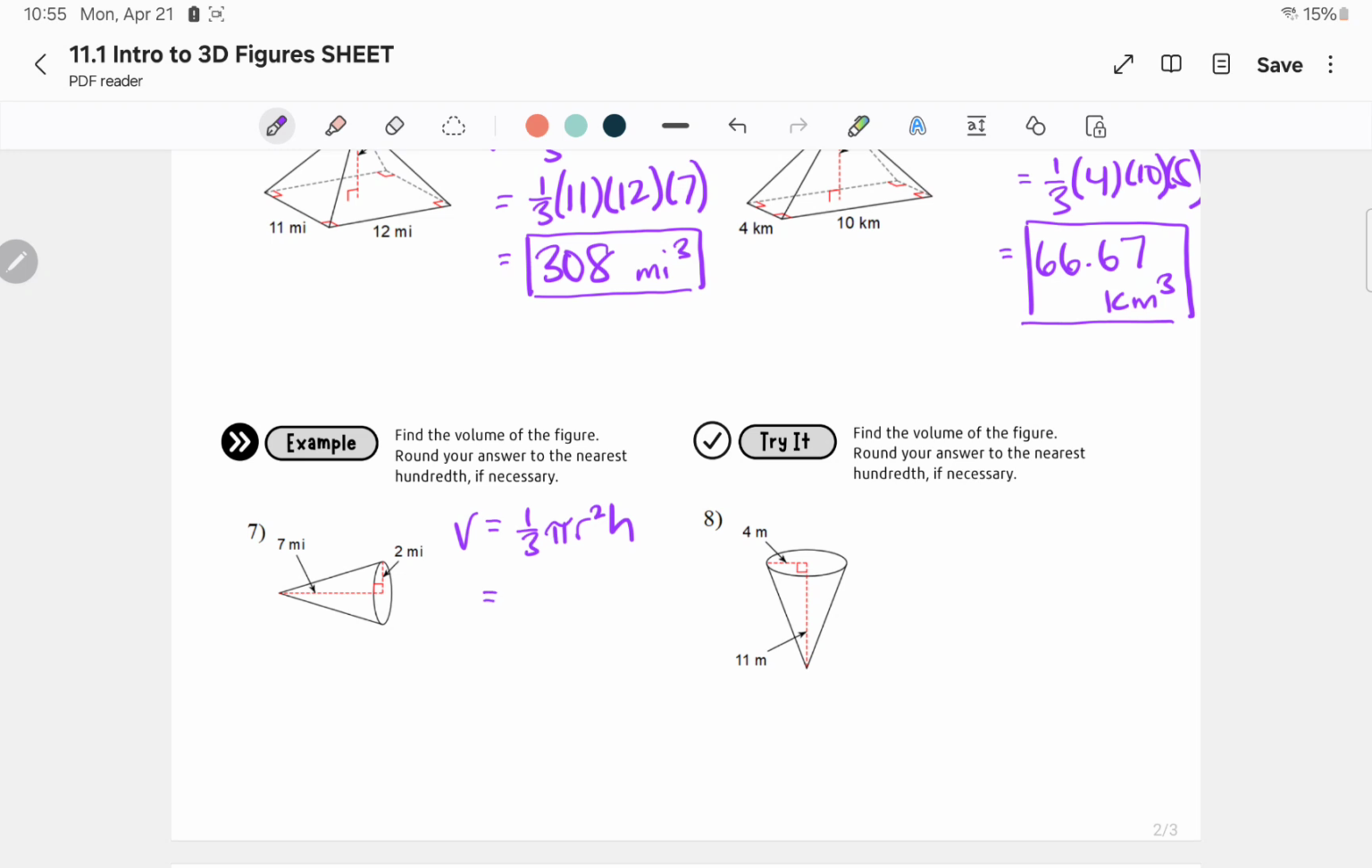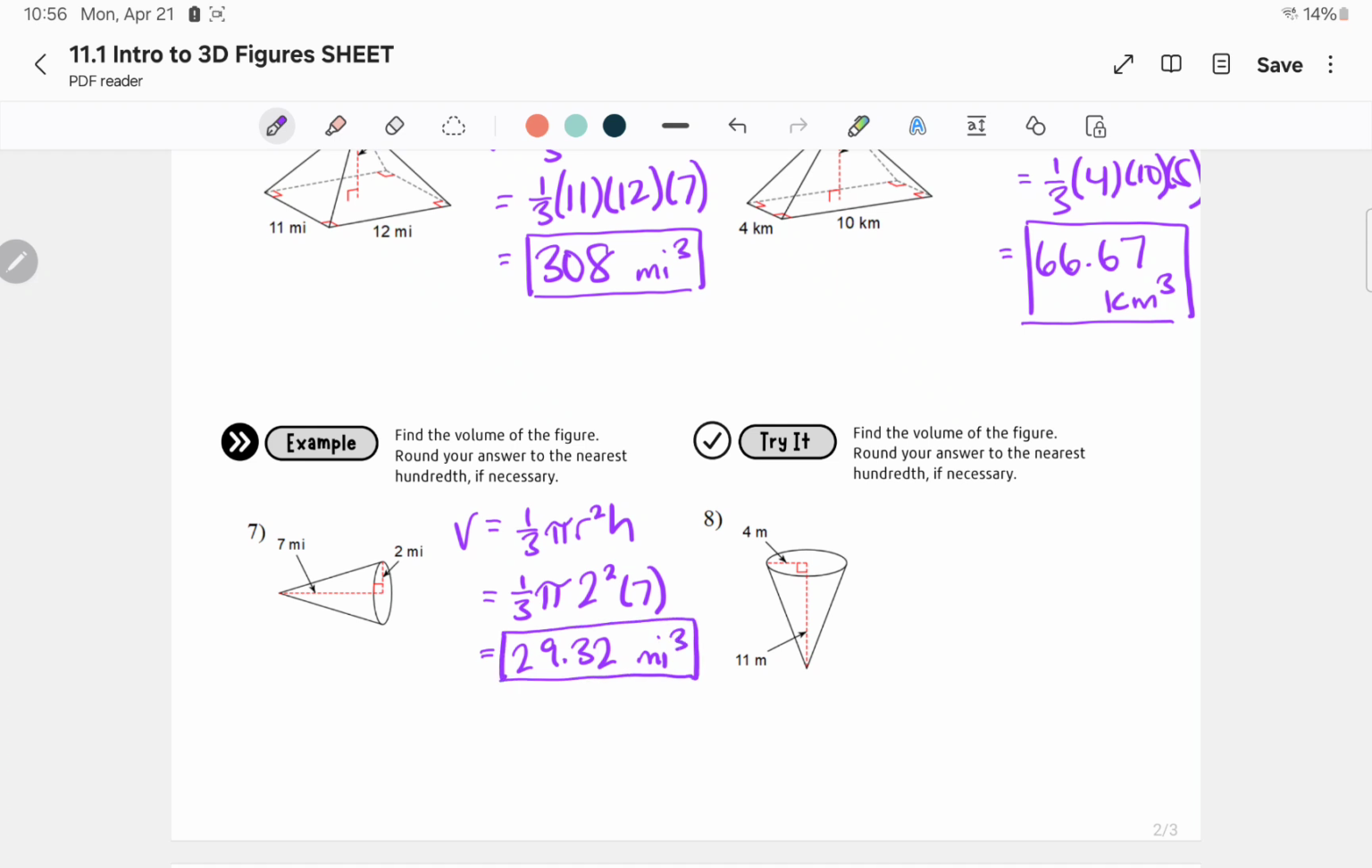So we're going to plug in our numbers. The 1/3 does not change. The pi does not change. The radius in this case is 2. Make sure you're squaring the right thing, the radius. We know it's the radius because it's halfway through the base. And then the height is 7. So how do we put this in the calculator? We're going to clear. We're going to do pi times 2 squared, or put in 4, times 7, and then we're going to divide by 3 at the very end. And we get 29.32 cubic miles.